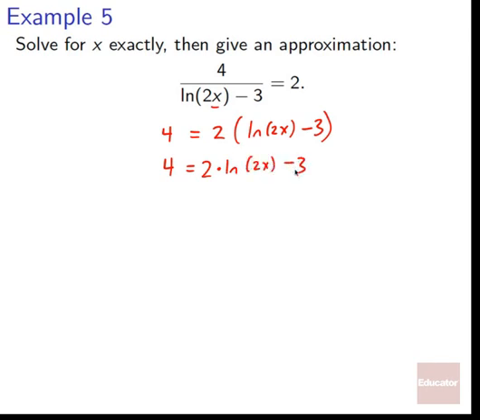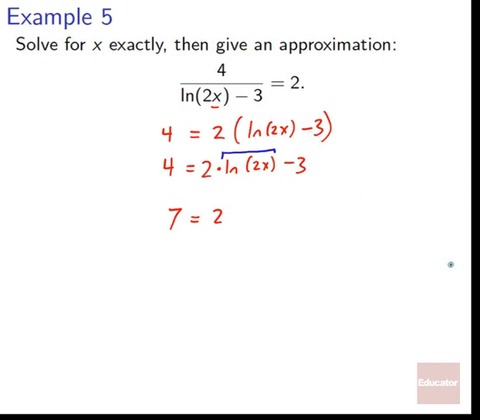4 equals 2 times the natural log of 2x minus 3. The thing we want to figure out is natural log of 2x, and then later we'll crack the log. But for now, let's just solve for natural log of 2x. So we see a minus 3 here. We add 3 to both sides. We get 7 equals 2 times, oh, whoops, haha, I made a mistake.